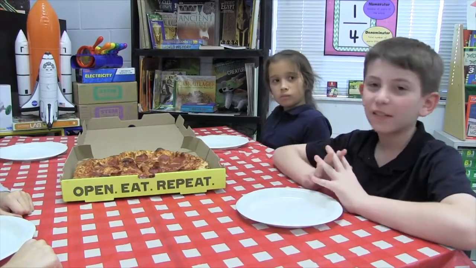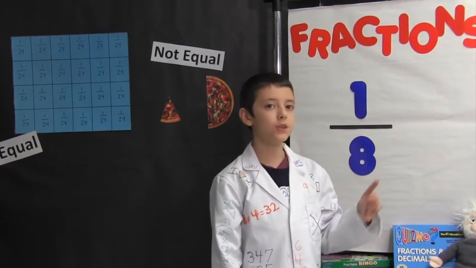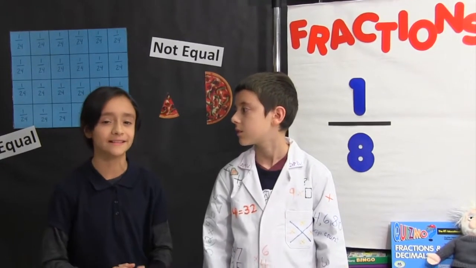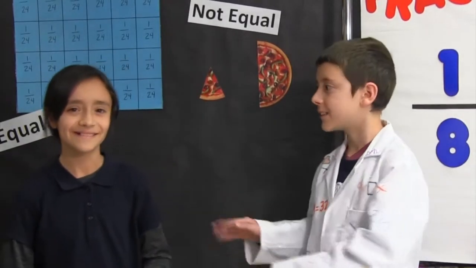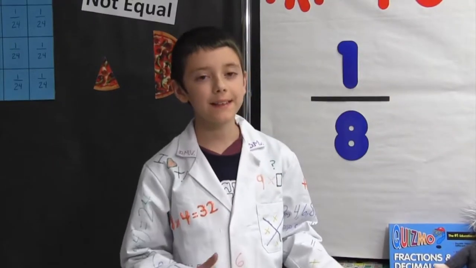The pizza's already cut. How do we know what fraction it is? The denominator goes on the top, and the numerator goes on the bottom. Actually, Mr. E, the numerator goes on the top, and the denominator goes on the bottom. I know that the denominator goes on the bottom because D stands for down, and D stands for denominator. And also, D stands for Diana. Yes, shoo. Back to what I was saying. The denominator goes on the bottom, like Diana said.